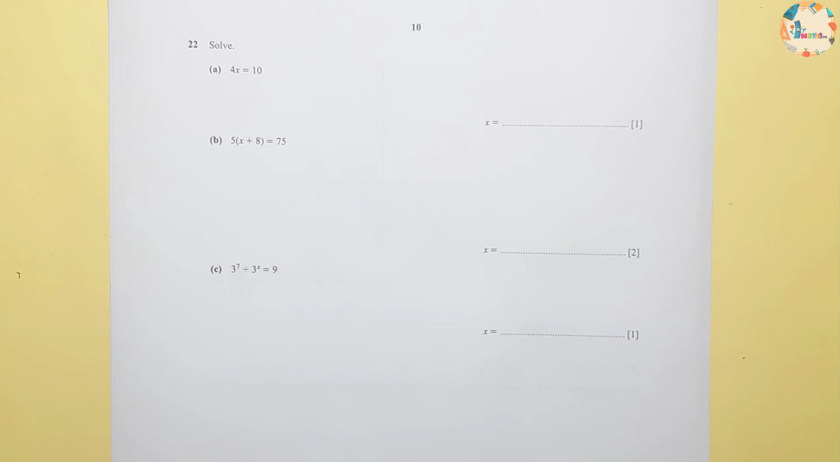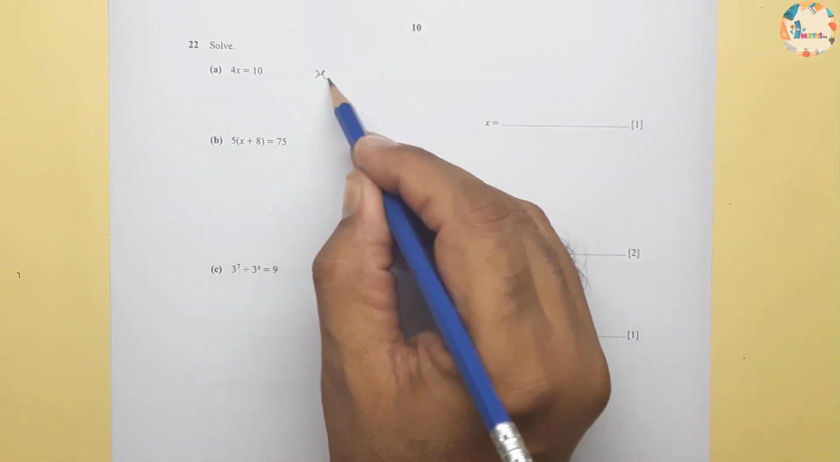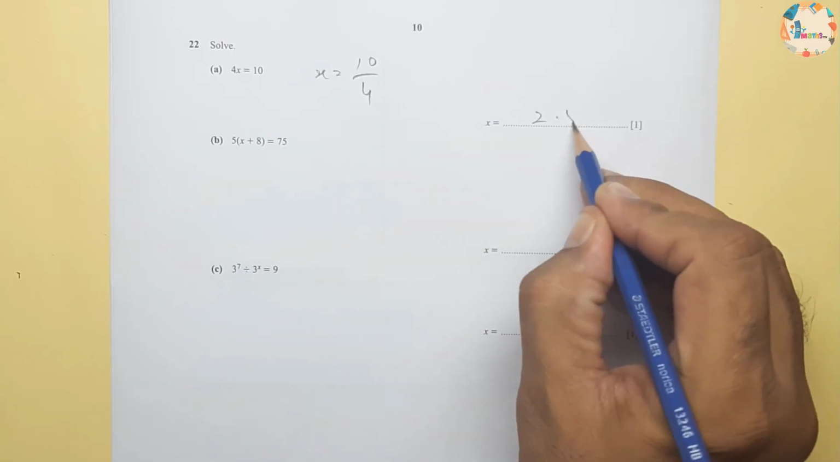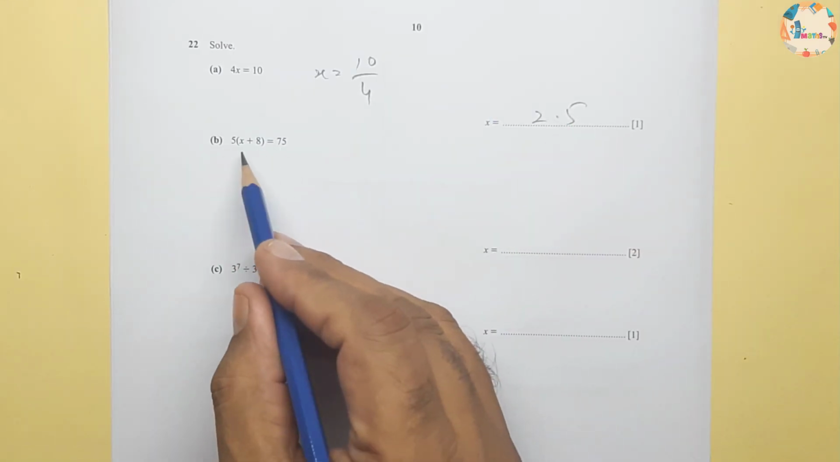Now question number 22, we have to solve these algebraic equations which are given. 4x is equal to 10. So x will be equal to 10 by 4. So we can write x is equal to 10 over 4, and 10 over 4, you know, is 2.5. So we'll write here.